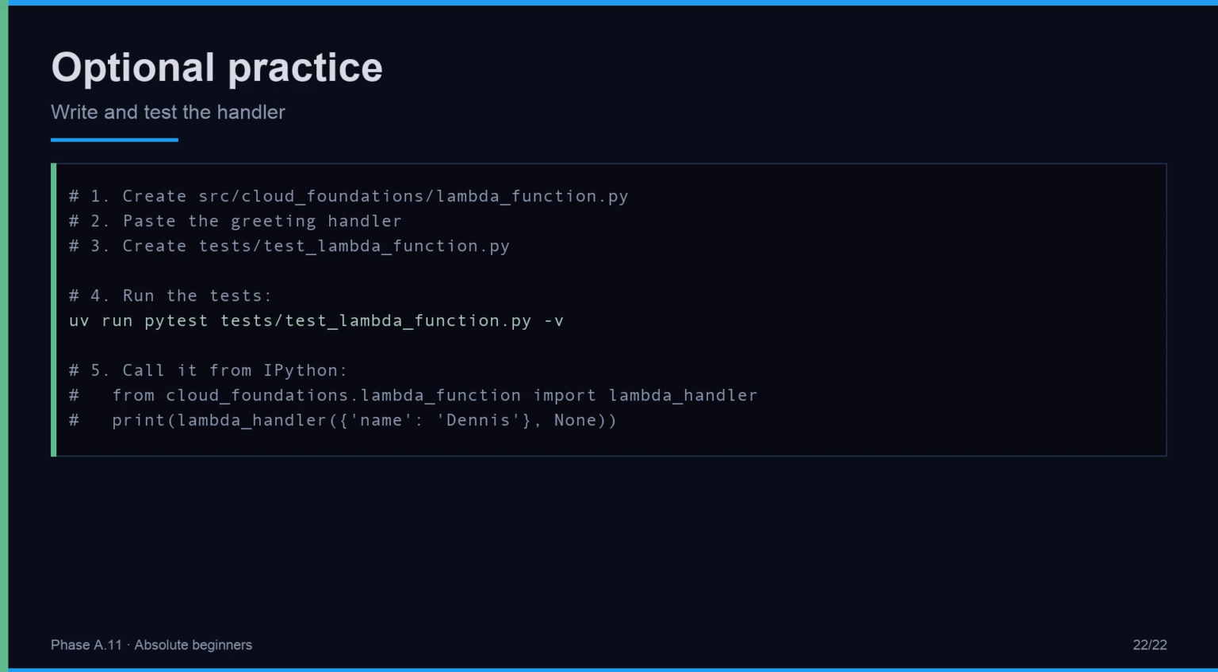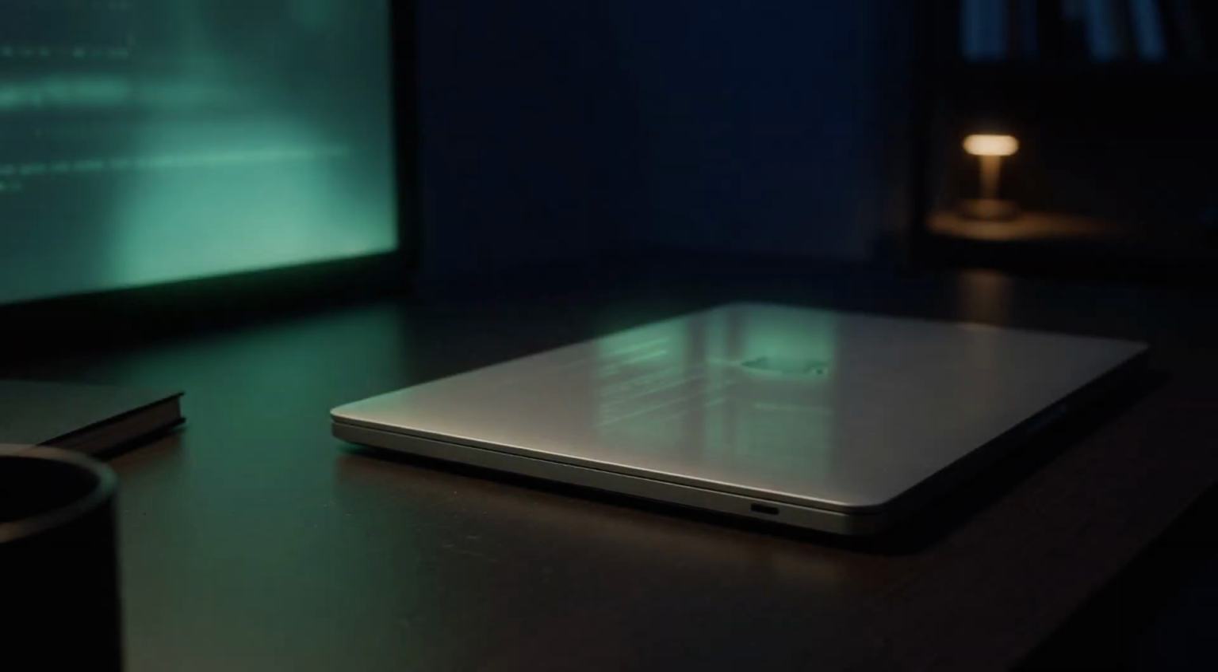Write, test, confirm. Thanks for writing your first Lambda handler. Next we deploy it to AWS and invoke it from the command line. The handler is ready.